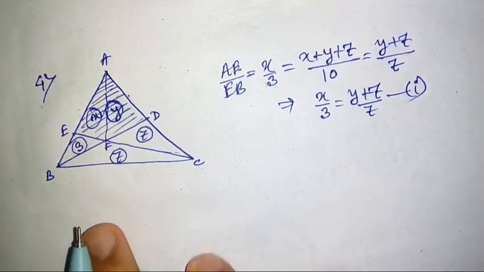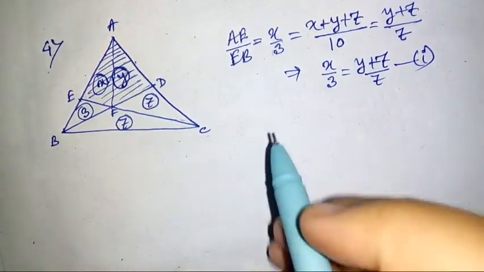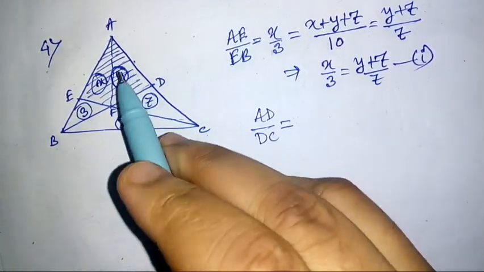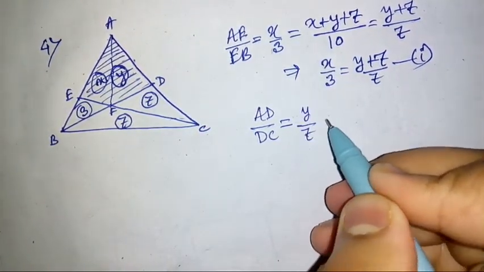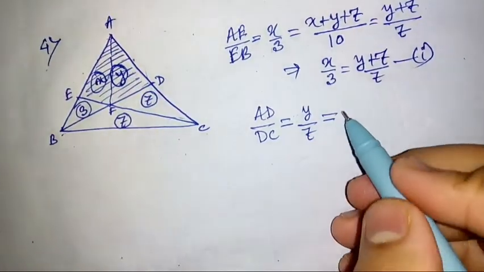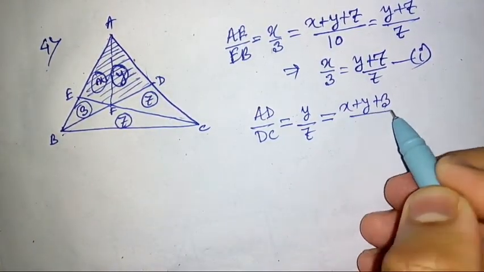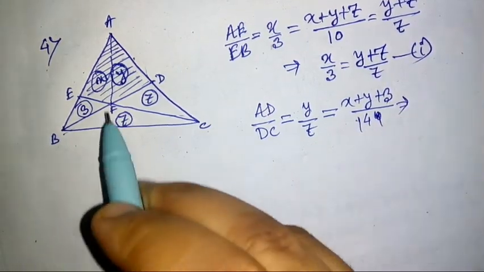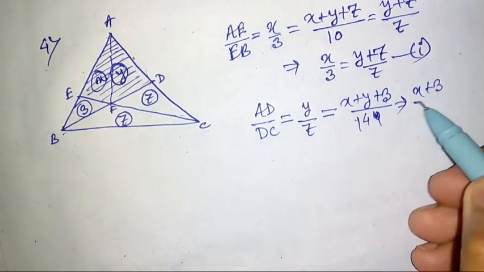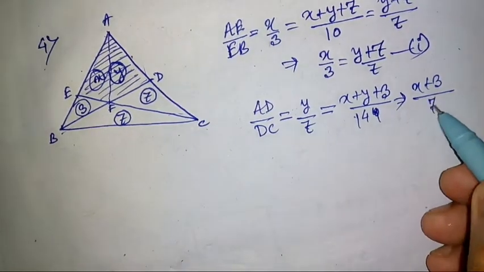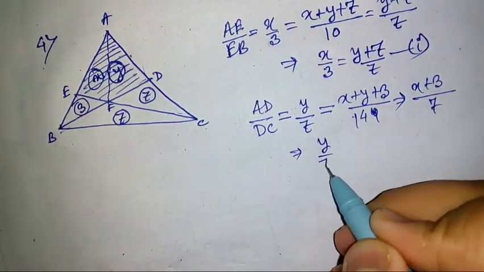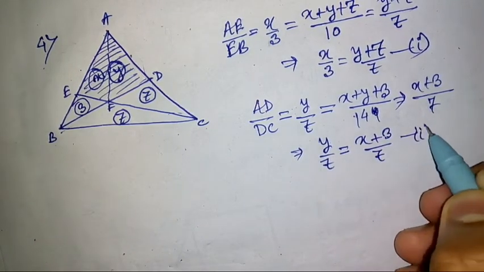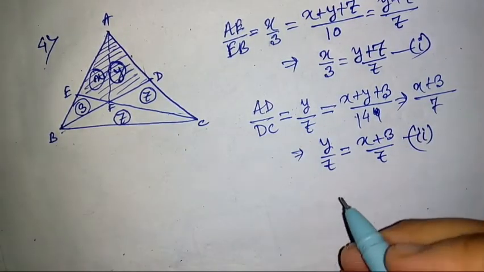And this is one equation. And another equation I can form using this point, that is AD by DC, and I can calculate this as Y by 7. Same thing I can extend to here, X plus Y plus 3 divided by 14, and taking the componendo and dividendo as I did earlier, it will be X plus 3 by 7. So I can get another equation, Y by 7 equal to X plus 3 by 7. It is the second equation. If I solve these two equations, I will get my value of X and Y.